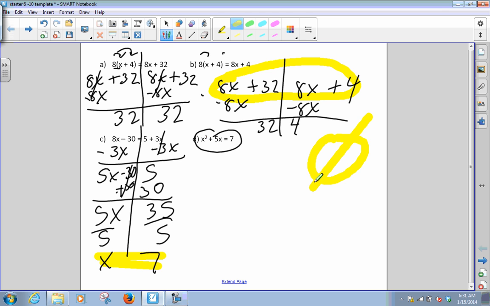It has no solutions. So now let me look here. Notice here, we're at this step right here, we're at 8x plus 32 is equal to 8x plus 32. It's exactly the same thing on both sides of the equal sign. That means that I could put any value in for x and it would always balance out. So A is the one that has infinitely many solutions.